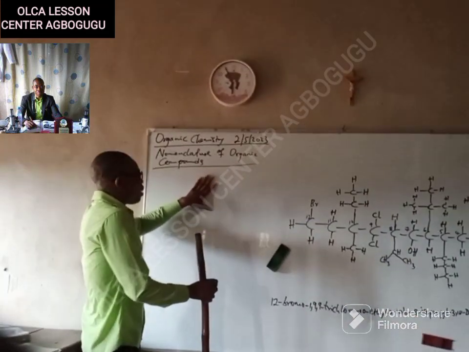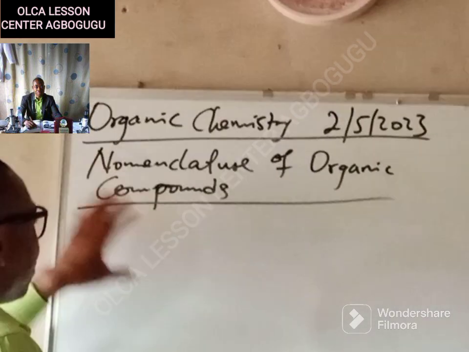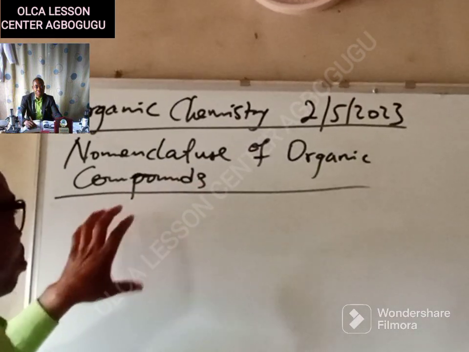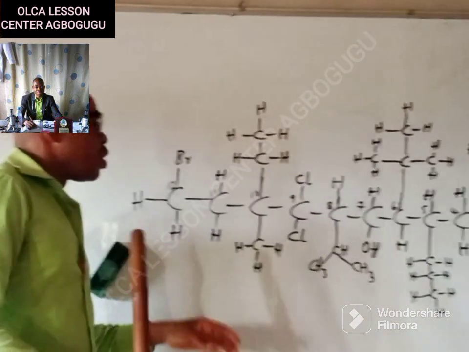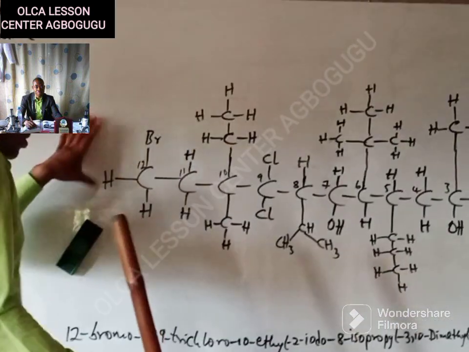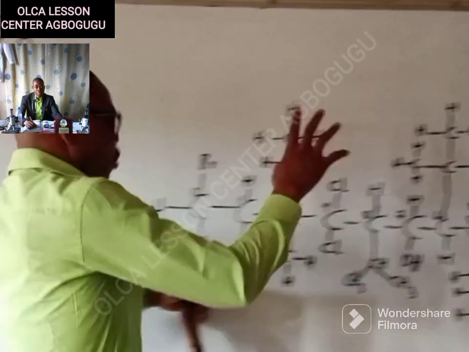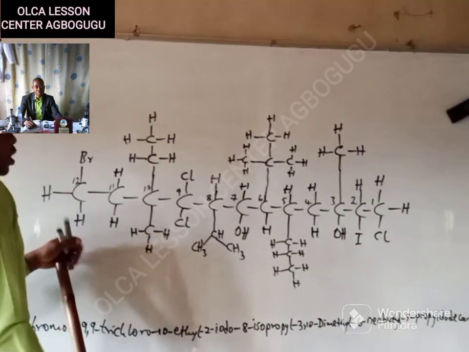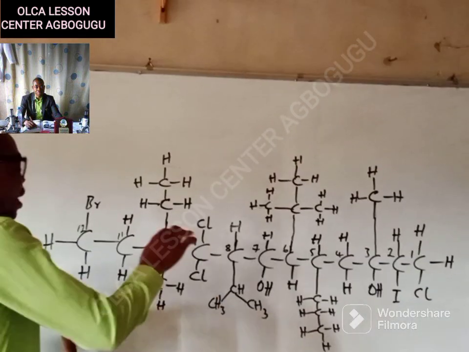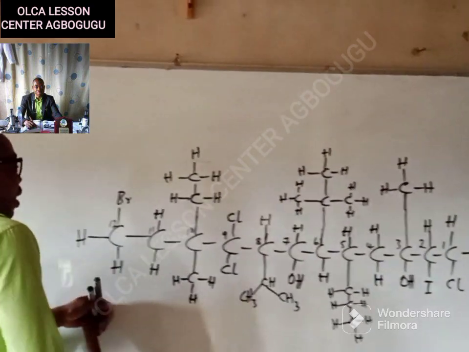Today we have organic chemistry, and what we have in organic chemistry is nomenclature of organic compounds. In the nomenclature of organic compounds, this is the structure of an organic compound as an example of it. So we have the structure here. For us to name this organic compound, first of all, we check the longest carbon to carbon chain.